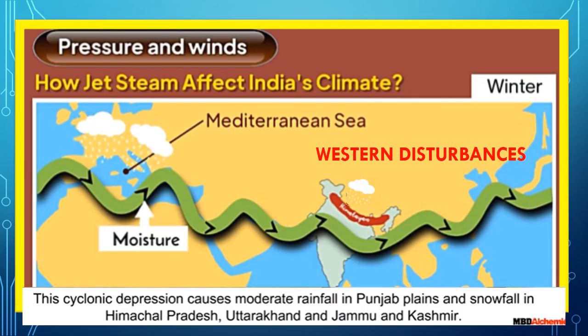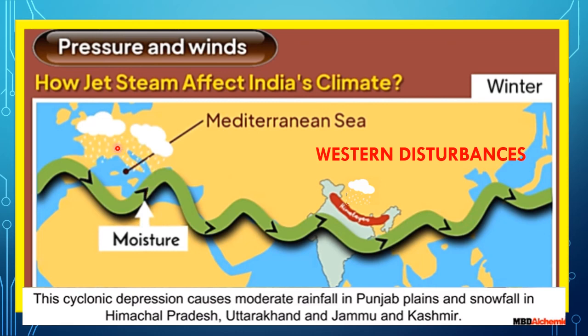Now children, let us understand how this jet stream affects the climate of India. As I told you, this is the winter season, where the jet stream is flowing towards the south of the Himalayas. And here you can see there's a sea called the Mediterranean Sea, where cyclones have developed and there is rainfall in the nearby areas. And the jet stream passes through this.